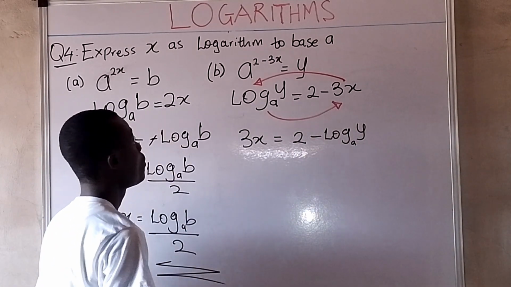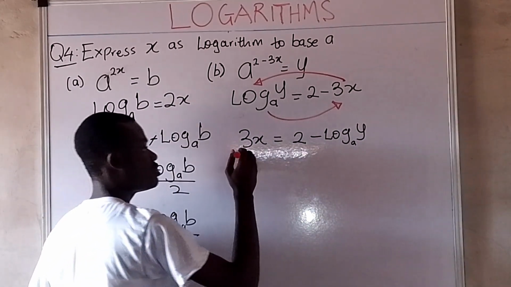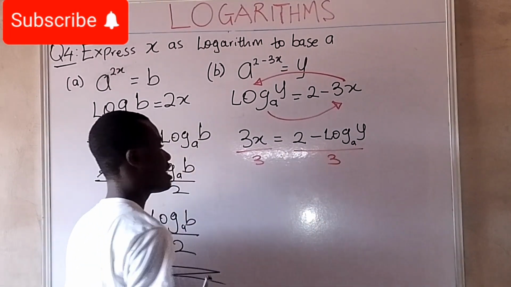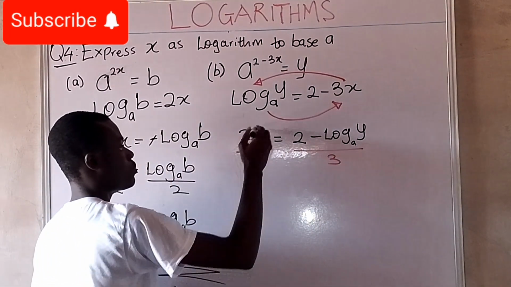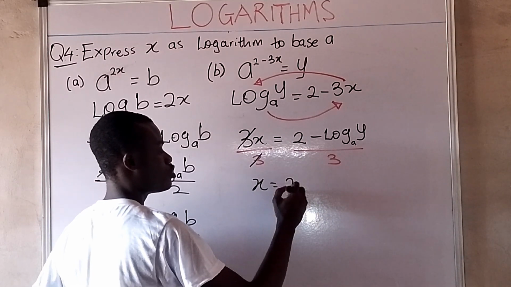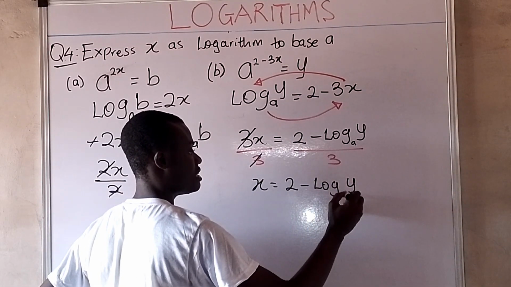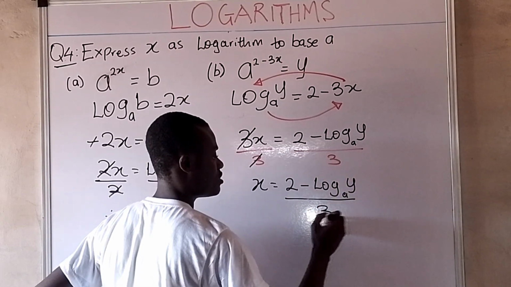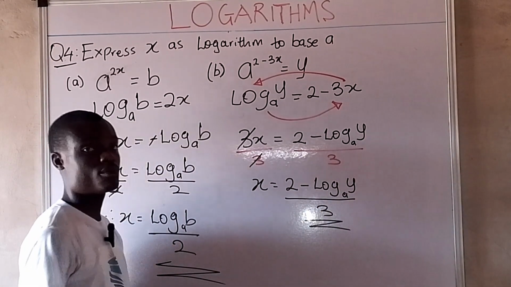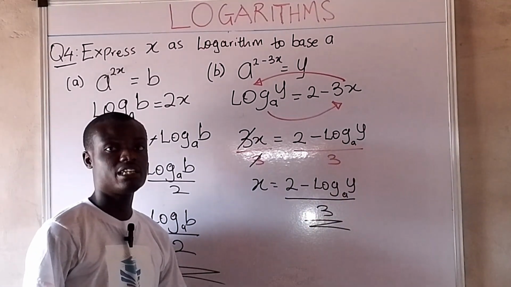Now remember, we have to make x the subject of the formula. That means I'm going to divide both sides by 3. So when I do that, 3 will cancel 3. So I now have it that x is equal to 2 minus log y to base a over 3. So therefore, when you make x the subject of the formula, the final answer becomes 2 minus log y to the base of a divided by 3.